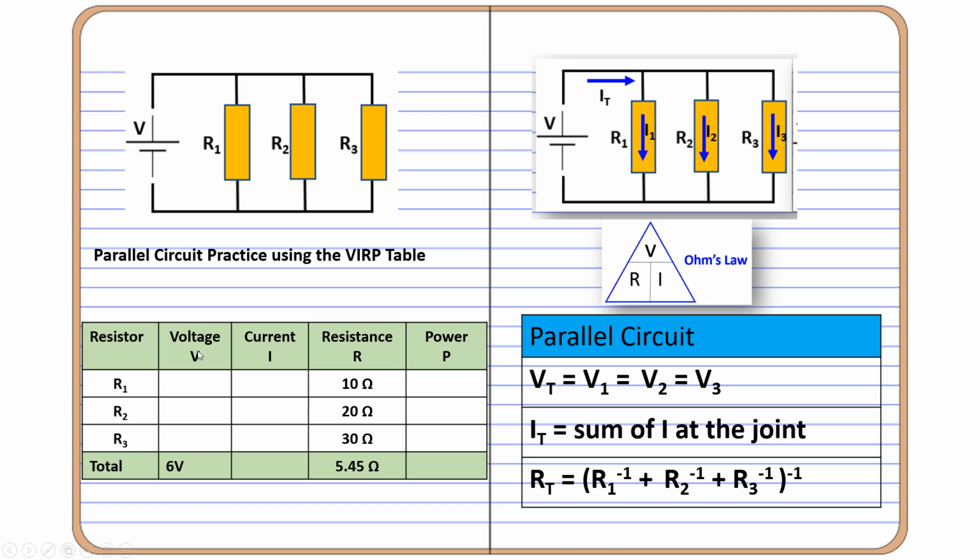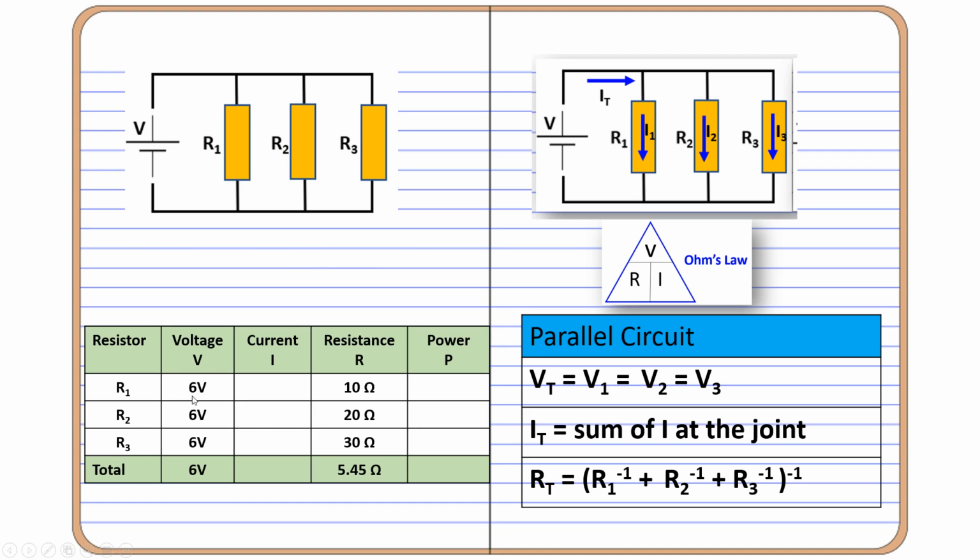Now, let's take a look at the voltage column. Because the voltage on a parallel circuit is the same across, we are just going to repeat here. The voltage on R1 is 6, the voltage on R2 is 6, and the voltage on R3 is 6.